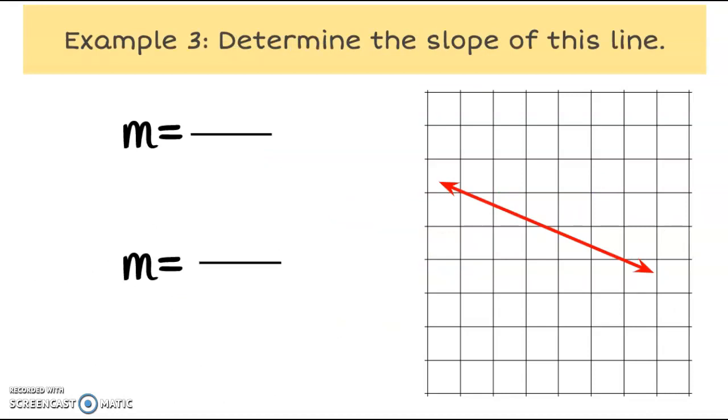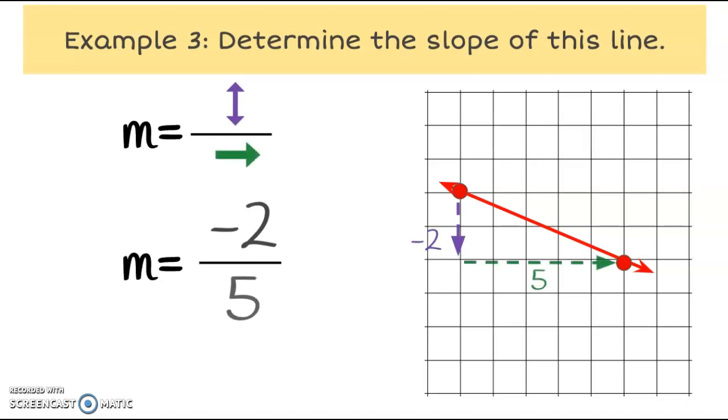In this example, what makes it different from the others we have seen so far? You may notice this line is going down, so the slope will be negative. Now let's do it. Starting on the left, we are counting down -2, then we count right 5. The slope is m equals -2/5. Keep in mind it's negative because the line is going downward.